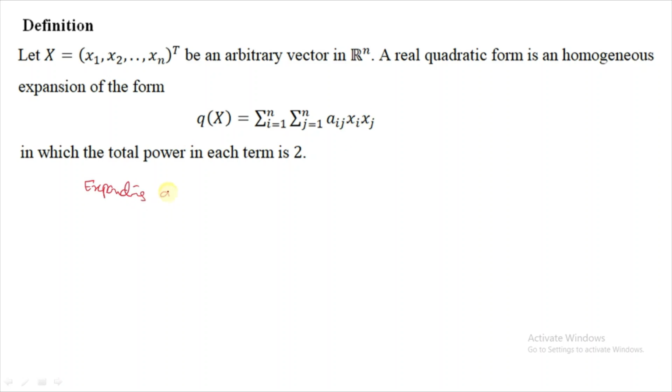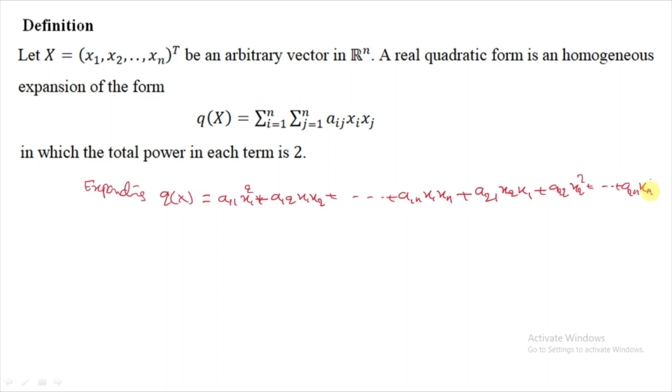Expanding this, Q of x equals the sum over i from 1 to n. If you take i is 1, j varying from 1 to n, that means you can write a11 x1 x1, that is x1 squared, plus a12 x1 x2, plus and so on, a1n x1 xn. Next, plus i is 2, j varying from 1 to n: a21 x2 x1 plus a22 x2 x2, that is x2 squared, and so on, a2n x2 xn.